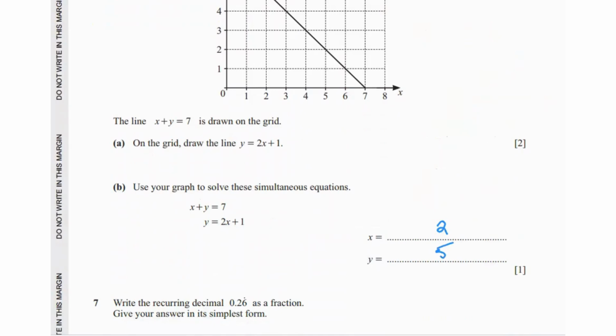So remember, if you have a graph and they're asking you to find the solution of a simultaneous equation graphically, you just see where the two lines are intersecting. That is the solution to your simultaneous equation system.